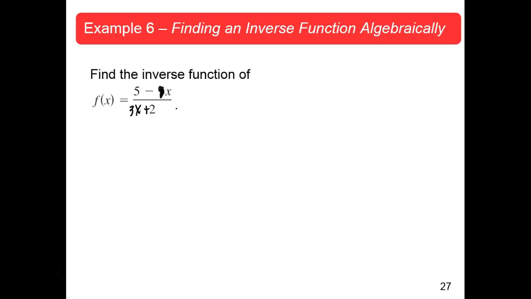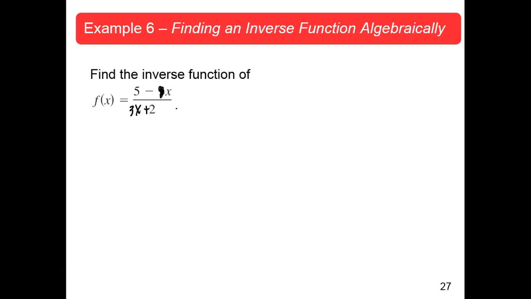Okay, not quite, but you're getting there. First thing you've got to do is make sure it has an inverse. What has to be true about the function for it to have an inverse? It has to be a one-to-one function. Okay. What do we mean by that? Okay. It has to pass the horizontal line test.